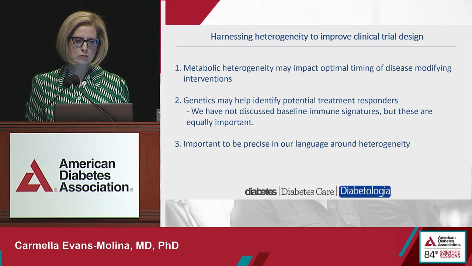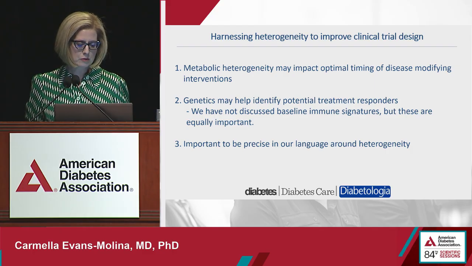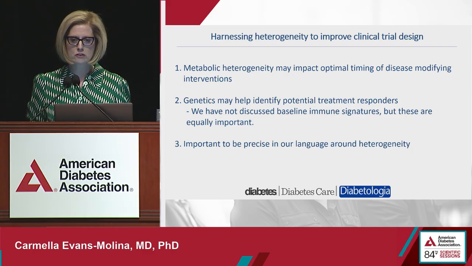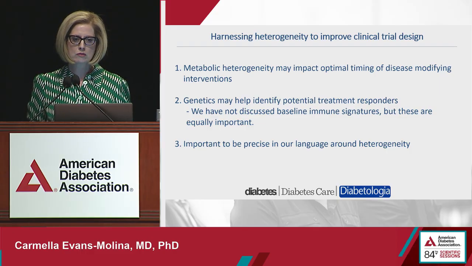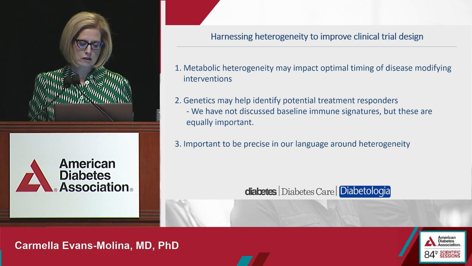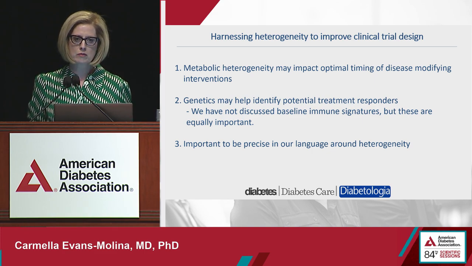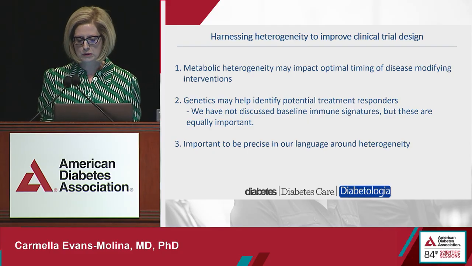And then finally, a point that David made at the beginning, it's important to be very precise in our language about heterogeneity. And I think we spent a lot of time thinking about this in the workshop. Really what we're describing as heterogeneity, the term that has been used a lot around endotypes, implies that we have a therapy that can be targeted to a particular group, and we're not there yet in type 1 diabetes.